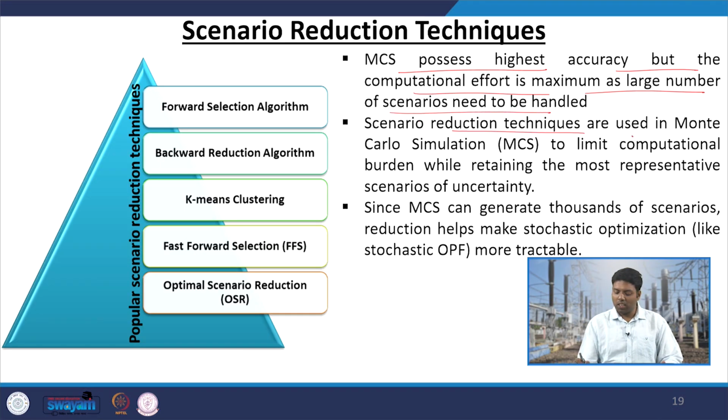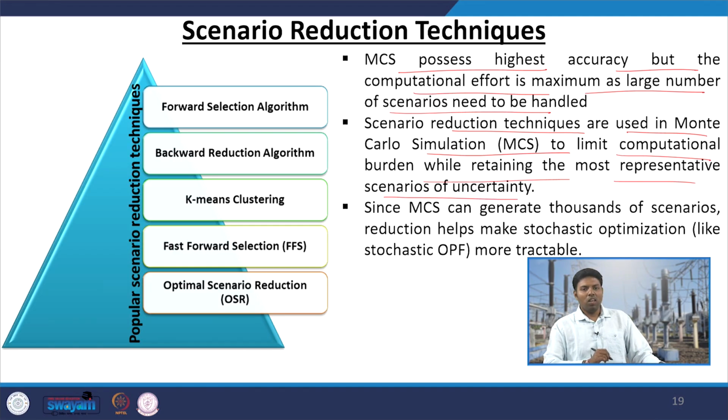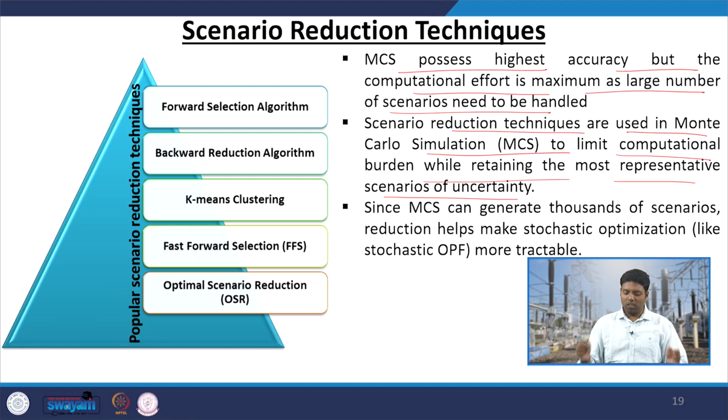So scenario reduction techniques are used with Monte Carlo simulation to limit the computational burden while retaining the most representative scenarios of uncertainty. That means, after performing Monte Carlo simulation, you add a scenario reduction technique that will reduce the redundant scenarios and collate them with their nearest, or you can say equivalent, scenarios. That will reduce the number of scenarios you are dealing with. Since MCS can generate thousands of scenarios, reduction helps make stochastic optimization more tractable.